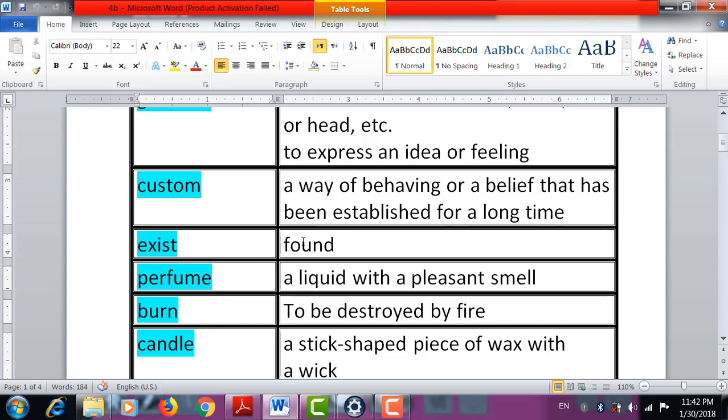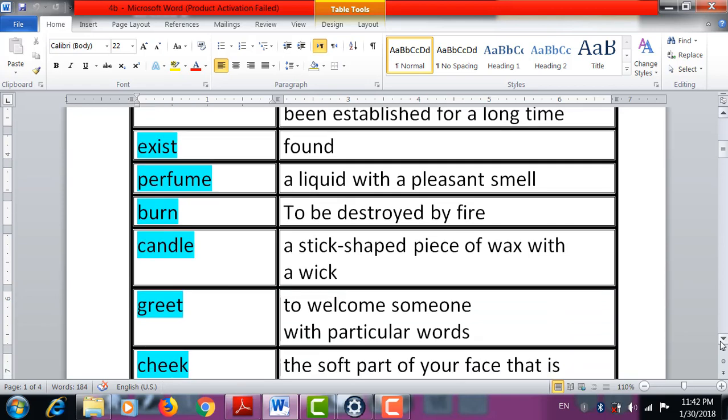Exist means found. Perfume can be used as a noun and as a verb. As a noun, it means a liquid with a pleasant smell, a nice smell. We can use it as a verb as well, to put perfume on or to scent something, right? Burn means to destroy by fire. You can say burn the wood, burn the paper, meaning to destroy them by using fire.